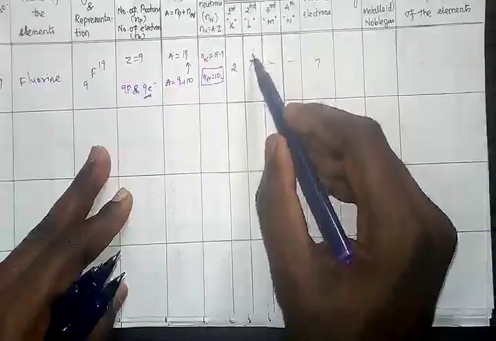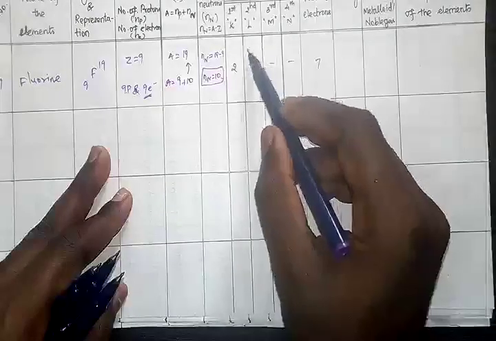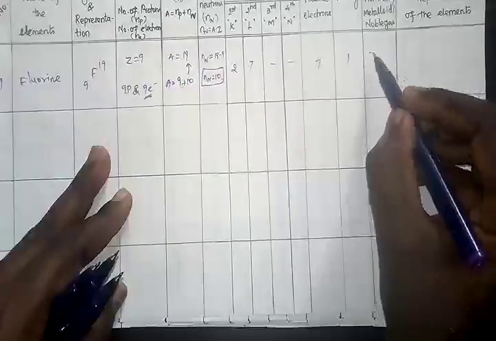So if it gains 1 electron, the last shell becomes 8. So 8 is more stable. Only 1 electron is required, so the valency is 1. It has more than 3 valence electrons, so it is a non-metal.